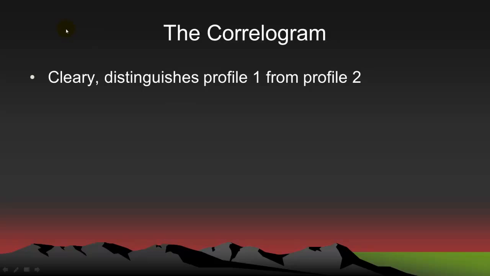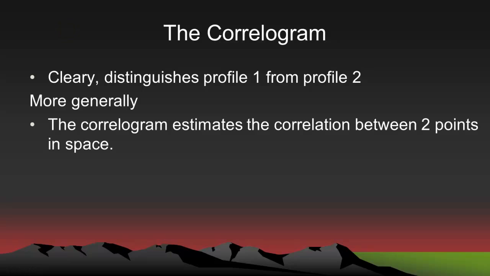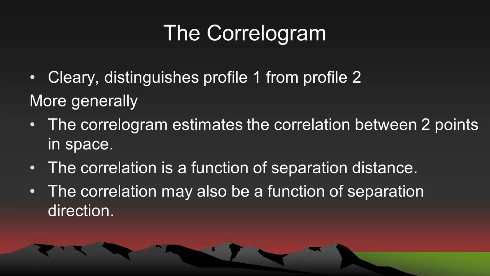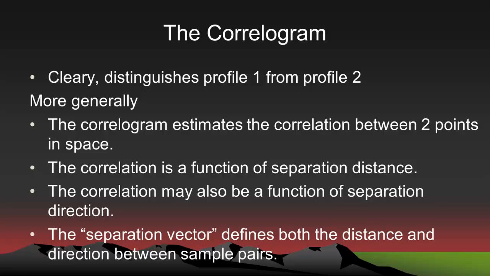When we realize that, we start looking at the Correlogram. And more generally, the Correlogram estimates the correlation between 2 points in space. And the correlation then is a function of separation distance. The correlation may also be a function of separation direction. For example, had we collected sediment samples in the direction of stream flow, they show quite a different Correlogram. The separation vector defines both the distance and direction between sample pairs.